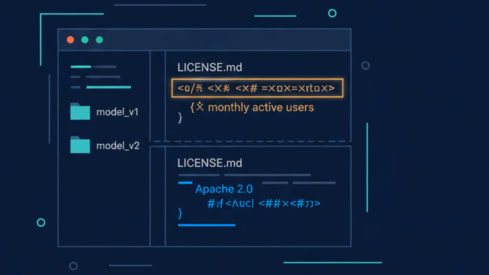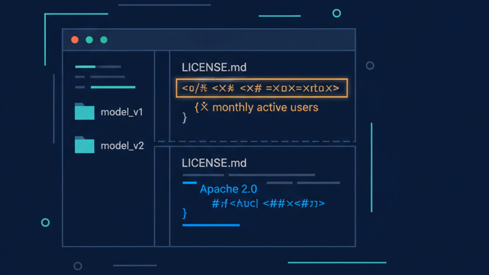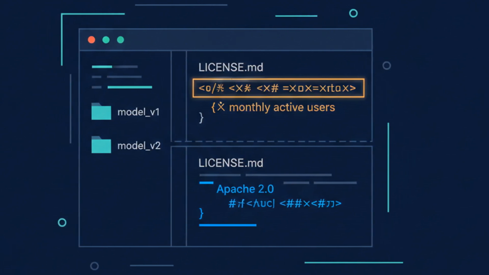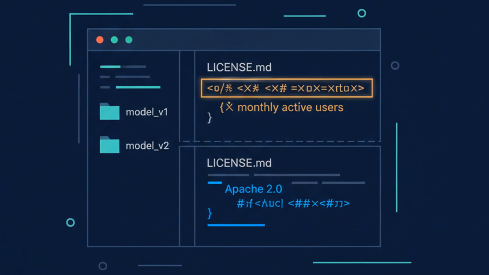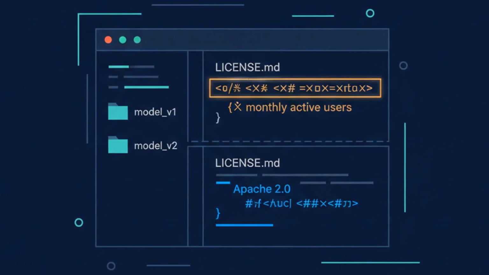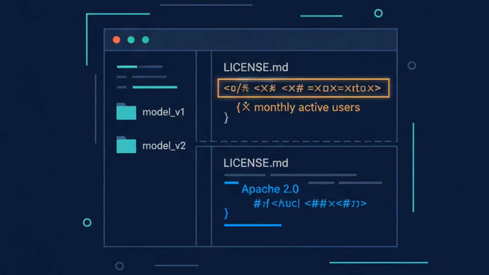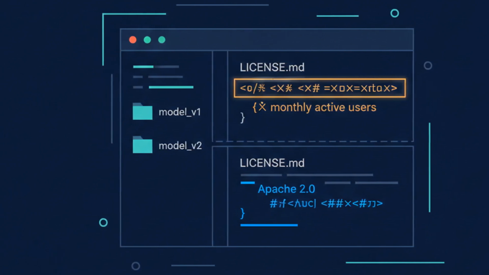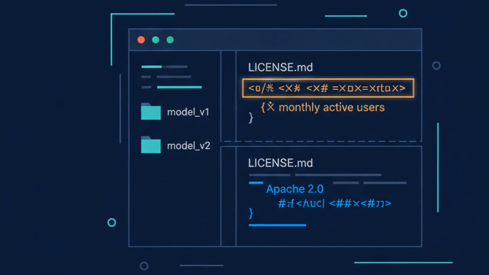Some models ship with restrictions. You can't use them commercially above a certain user count, or you can't train competing models on their outputs. Always read the license file. Let me show you what a real restrictive clause looks like versus a truly permissive Apache 2.0 license.